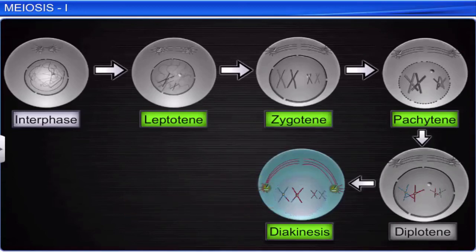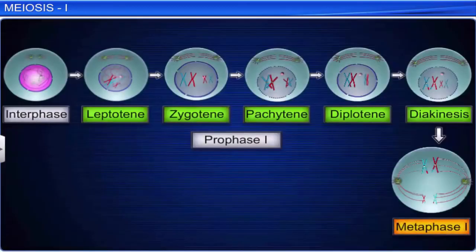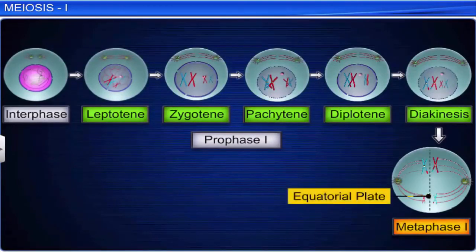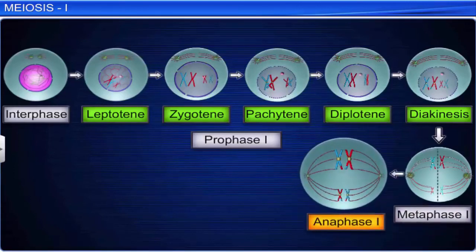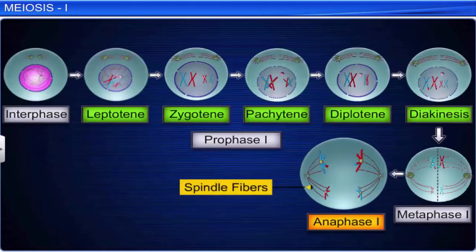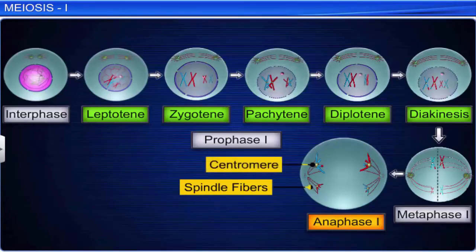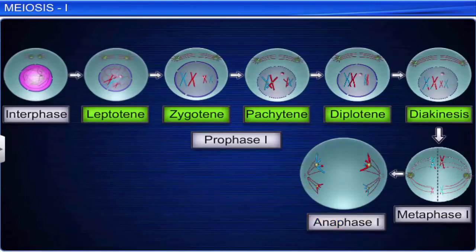Now, in metaphase 1, the chromosomes line up along the equatorial plate of the cell and the spindle fibers get attached to the kinetochores of the homologous chromosomes. Metaphase 1 is followed by anaphase 1. In this phase, the chromosomes pull apart from each other along the spindle fibers and move to opposite ends of the cell. The chromosomes are still double-stranded with two sister chromatids connected at their centromeres. This marks the end of anaphase 1, which is then followed by telophase 1.